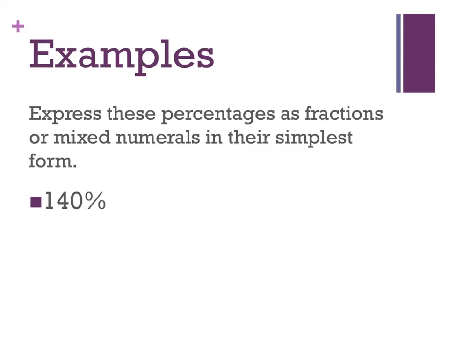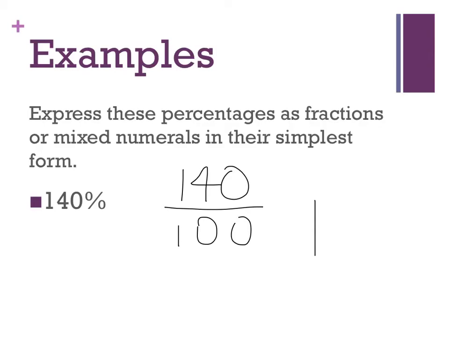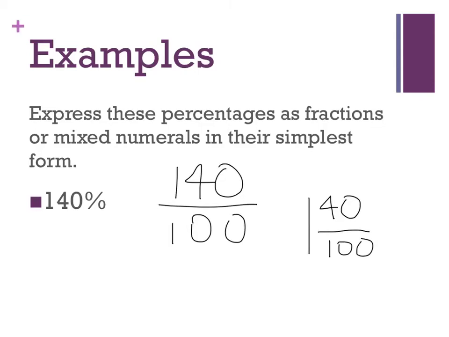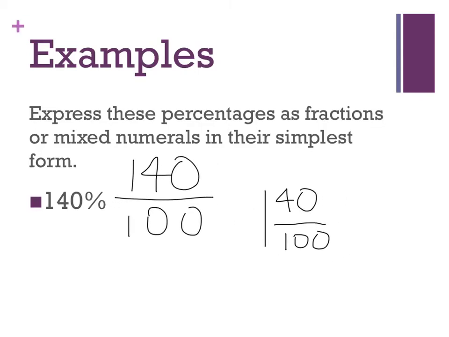Let's look at this one. 140%. Percent means out of 100, so I'm going to put this one over 100. Oh, now I've noticed something funny. It's an improper fraction. So what I'm going to do is convert it to a mixed numeral. How many times does 100 go into 140? Once, with a remainder of 40 over 100. Now this answer I've come up with, 1 and 40 over 100, that 40 over 100 looks like I can simplify it a bit more.